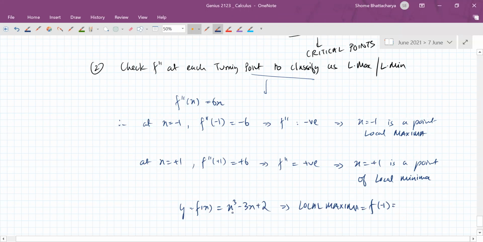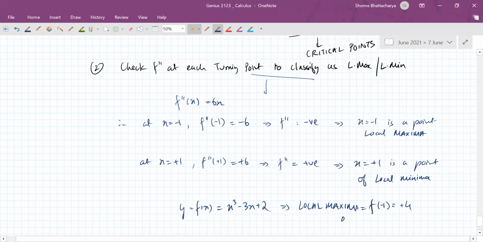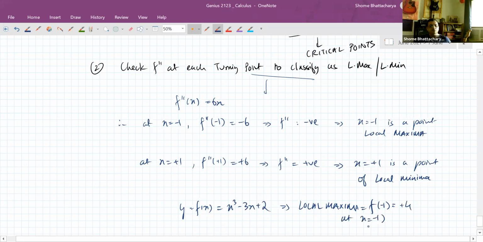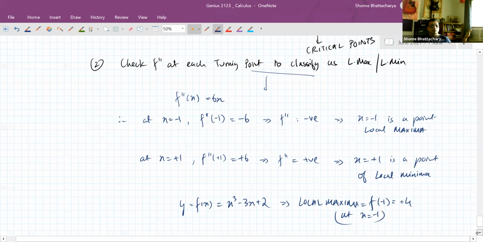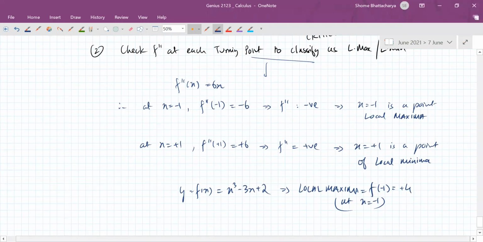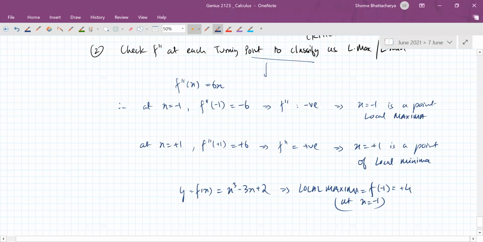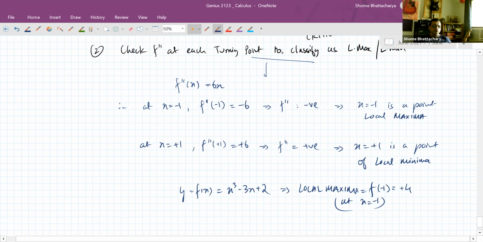-1 plus 3 plus 2, no? 4. Plus 4. Okay. At which point? At x equal to -1. And is it important to write at x equals -1? No, because here it's already obvious that it's occurring at -1. So that's why I've written it in brackets, just to make it clear. What is the value of the local maxima?